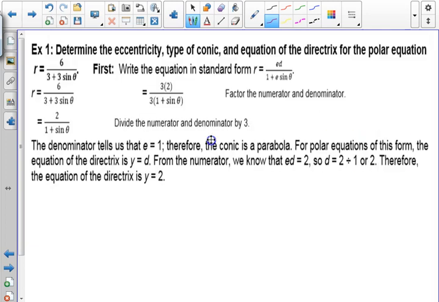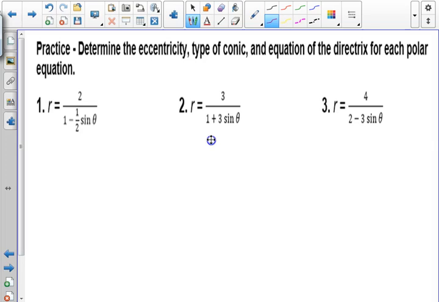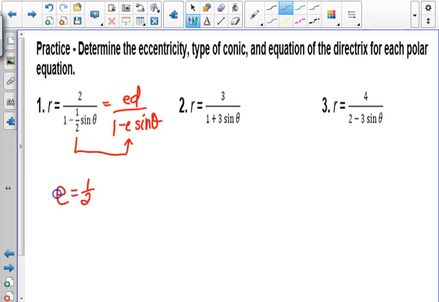I'm going to skip all the notes, and I'm going to go to number 1. If I say this is equivalent to ED over 1 minus E sine theta, what can you tell me right now? E equals 1/2. You just told me the eccentricity. What type of conic is it if E is 1/2?